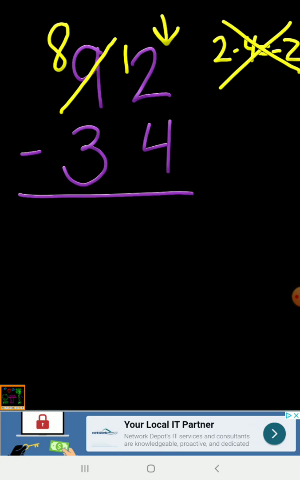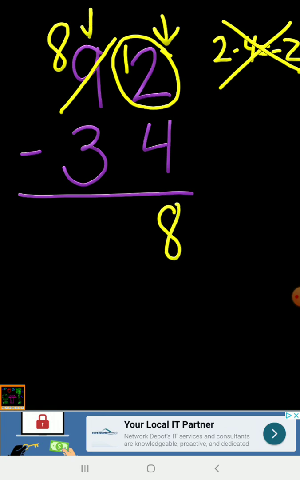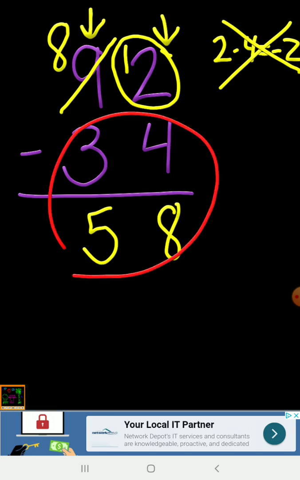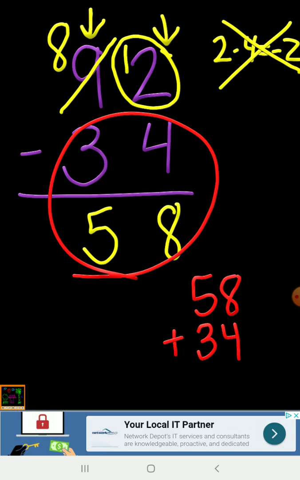So now we're going to just do it again, but now it's 12 minus 4, which is 8. And then we do the next column, 8 minus 3, 5. So then your answer is 92 minus 34 is 58. If you don't feel that you got the right answer, you can check by adding these two back together. Is 58 plus 34 equal to 92?